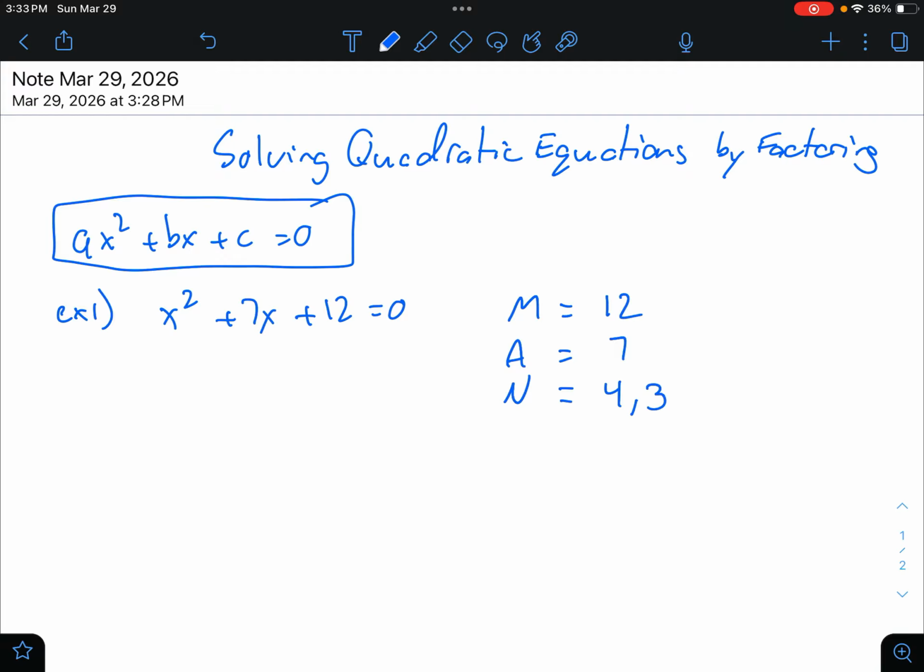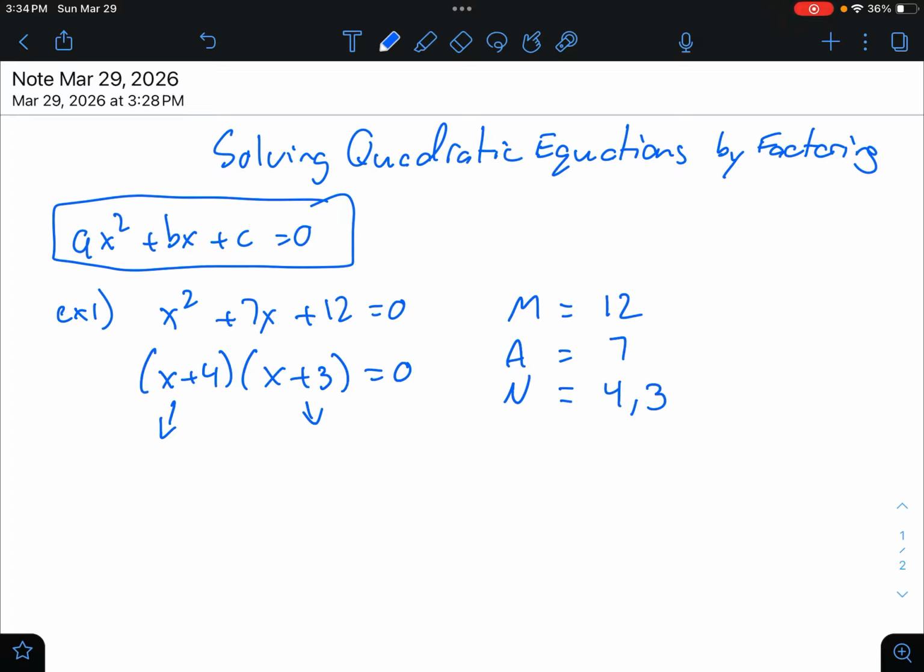Because this is a simple trinomial, we can create brackets right away. The brackets look like this: the first one is x plus 4, and the next one is x plus 3, and this is still equal to 0. That's the key to this: we have two brackets that multiply together to give 0. So either this bracket is 0 or this bracket is 0.